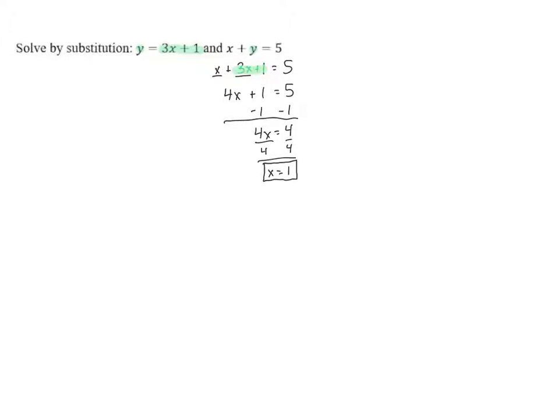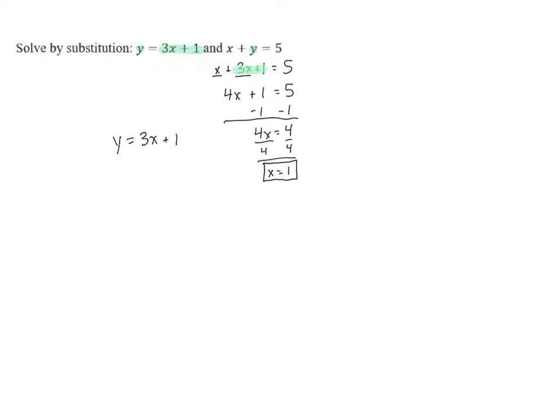Now we're not finished, because the solution to a system of equations that has an x and a y in it is going to be a value for x and a value for y, but we only have the value for x. We have x equals 1. To figure out the value for y, we're going to substitute again, but now we're going to take the value we have for x, x equals 1, and we need to substitute it into one of the original equations. I'm going to pick the first one, y equals 3x plus 1.